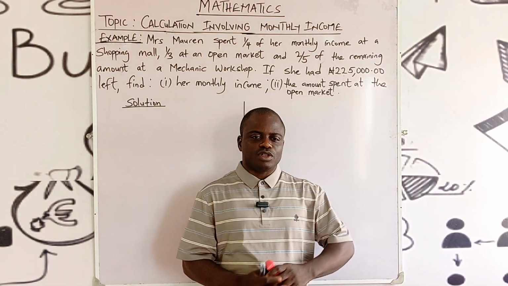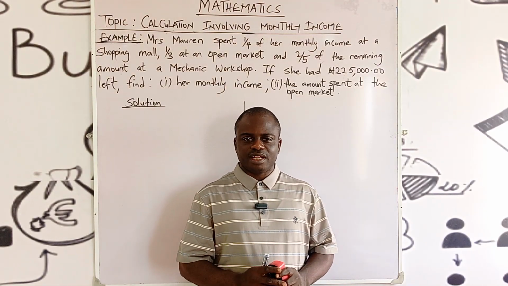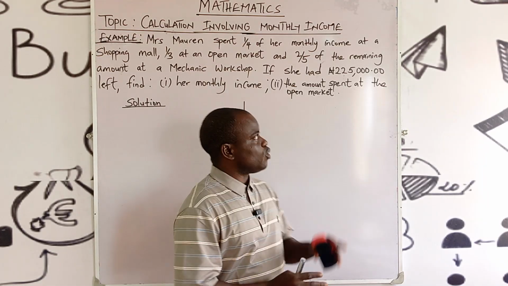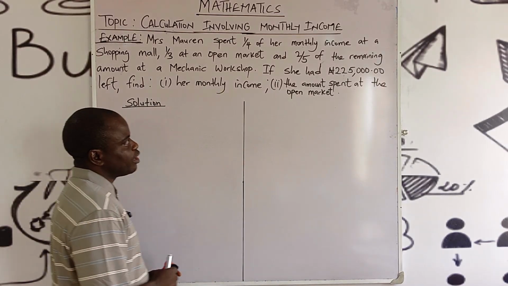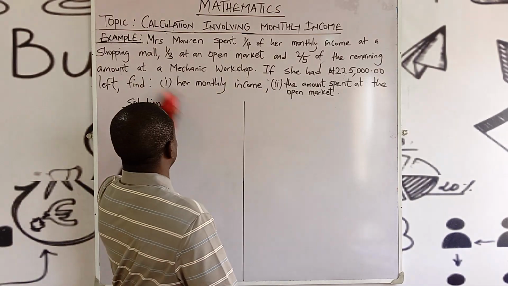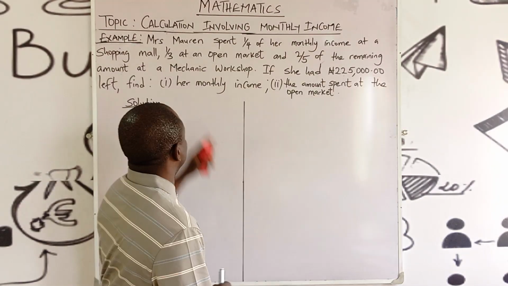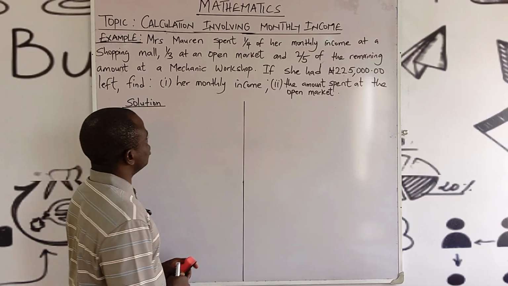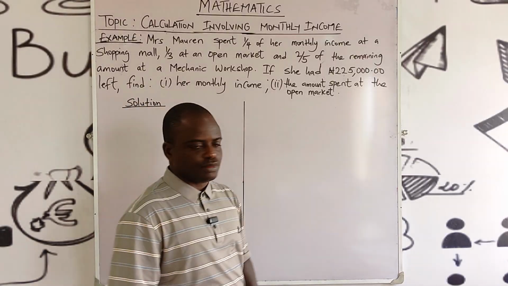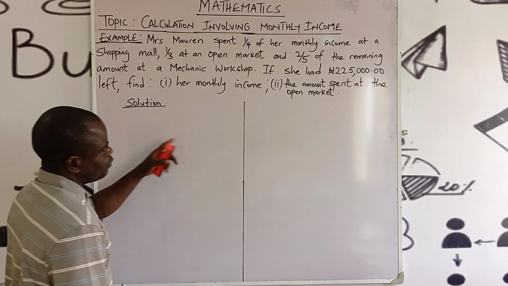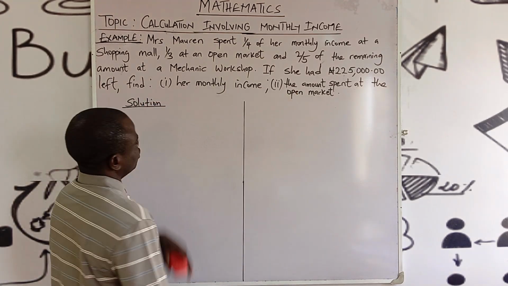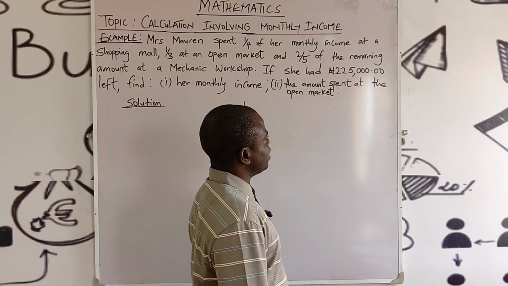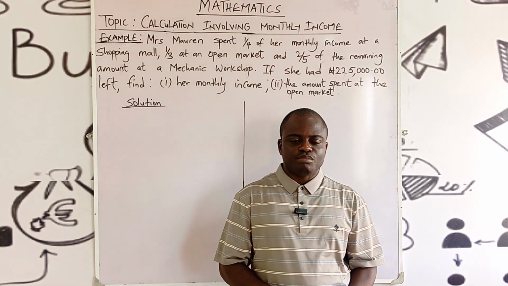Today, I want to carry out a calculation involving the monthly income of Mrs. Moraine. She spent 1 over 4 of her monthly income at a shopping mall, 1 over 3 at an open market, and 2 over 5 of the remaining amount at a mechanic shop. If she had 225,000 naira left, find her monthly income. Second, find the amount spent at the open market.